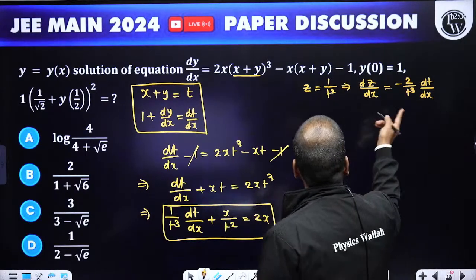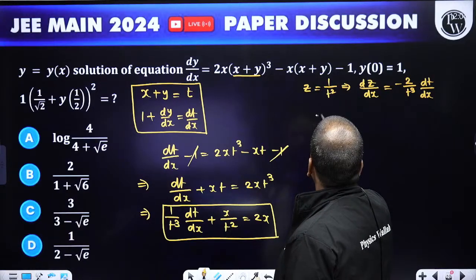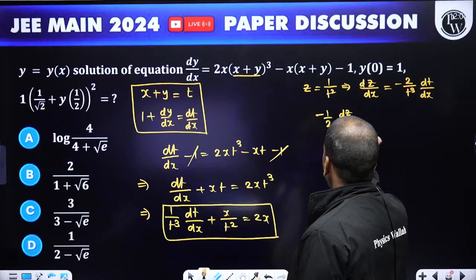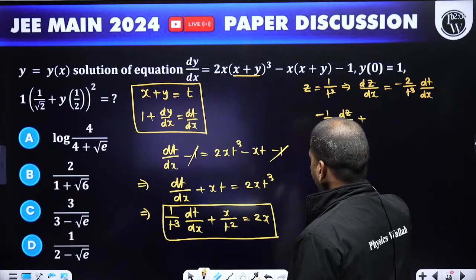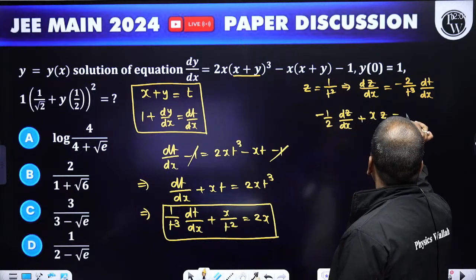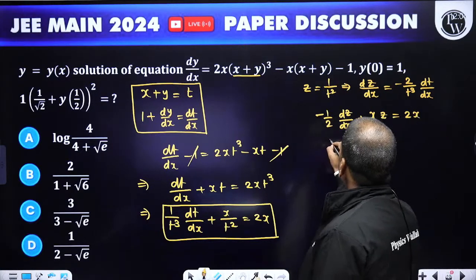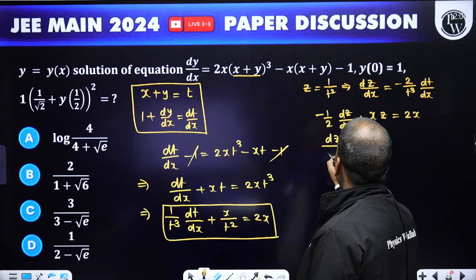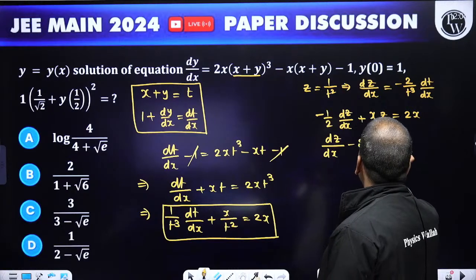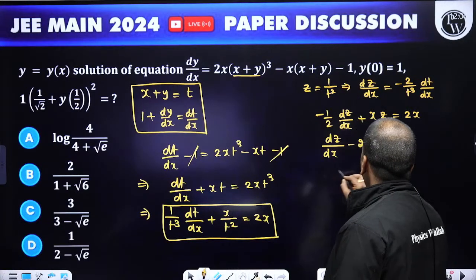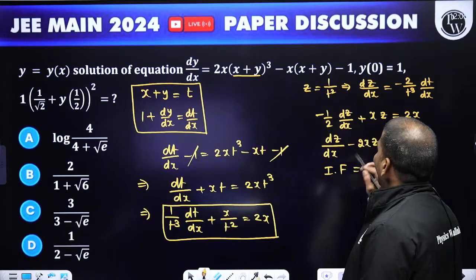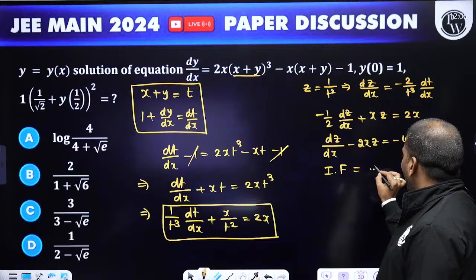1 by t cube dt by dx is equal to minus 1 by 2 dz by dx. And this is xz, which is equal to 2x. That is what it is. But it is not in the standard form. We multiply on both sides by minus 2. Minus 2xz is equal to minus 4x. Then it is our favorite differential equation, a linear differential equation.